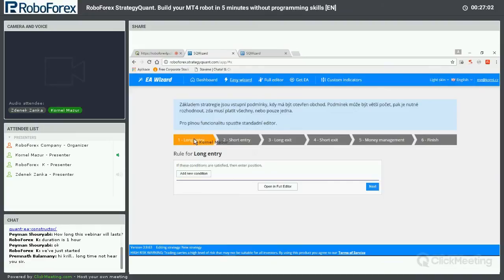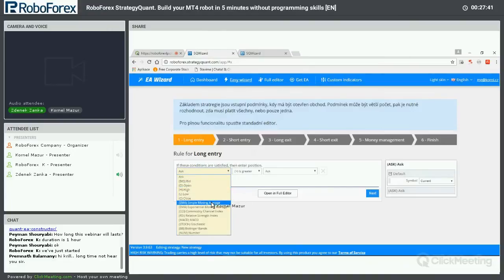So we will create this first entry rule, which is long entry, which means the long positions. I will create a robot like the simple moving average crossover, which is in every MetaTrader, and we will create it here just as explanation. Of course, I don't recommend trading this robot because it's just an explanation, and if you trade it live, you will probably lose money because there is no optimization. So just as an example, here we'll add the long entry in this moving average crossover.